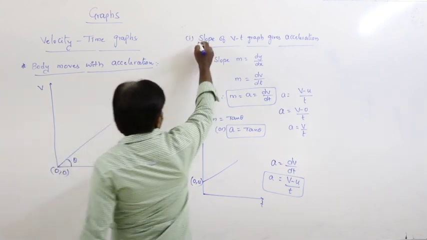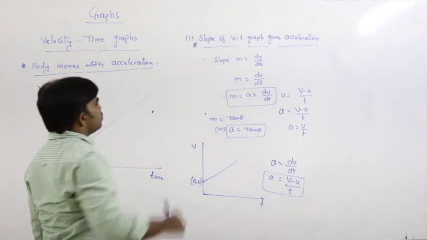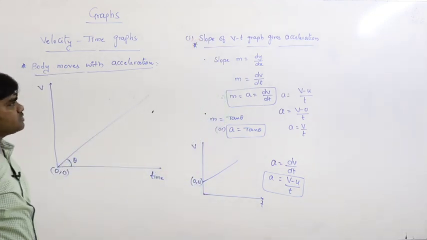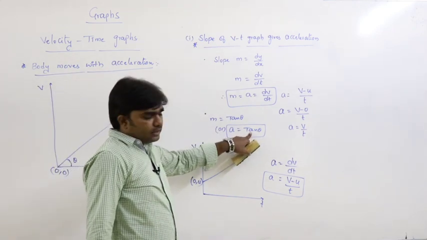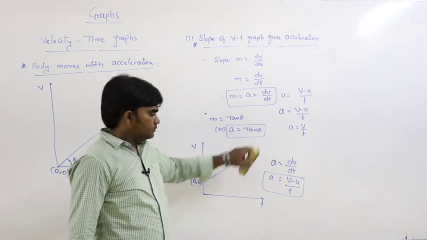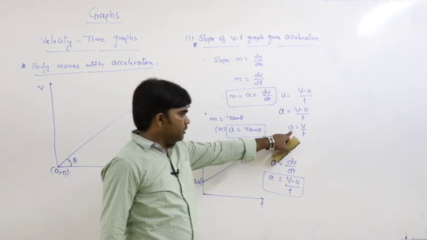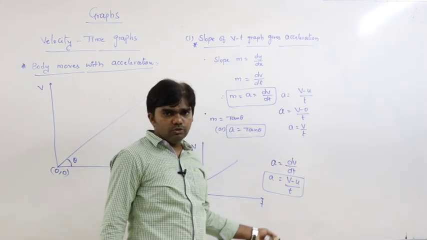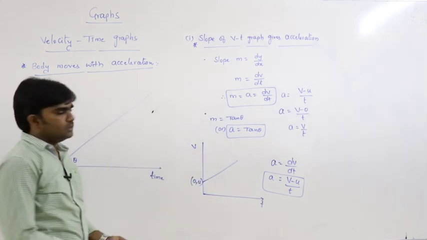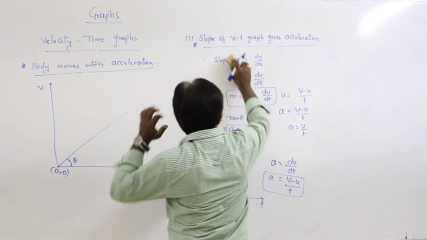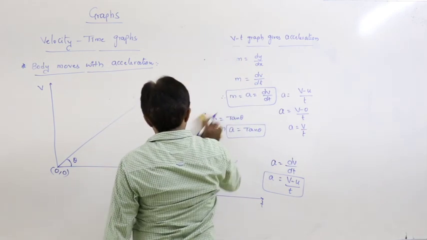So this is the first point, and it is very important. The slope of a velocity-time graph gives acceleration. We can calculate it using tan theta also, or a is equal to v by t, or a is equal to (v minus u) by t, depending on the given graph, we can calculate like this. Next, one more point here.